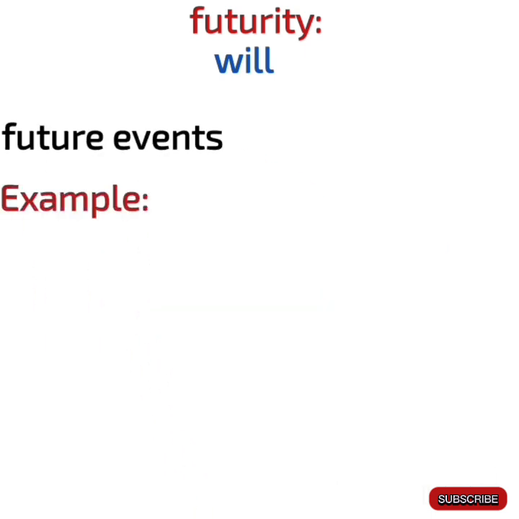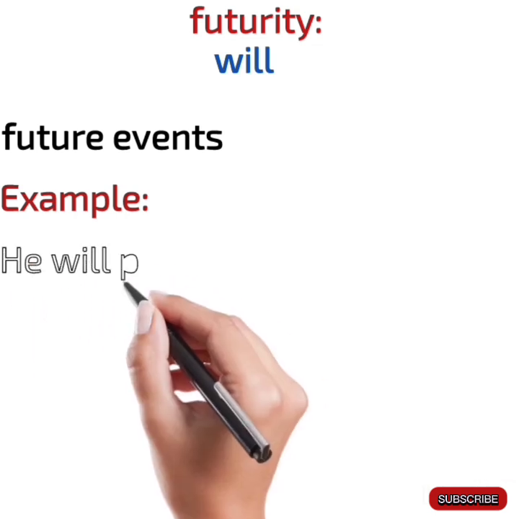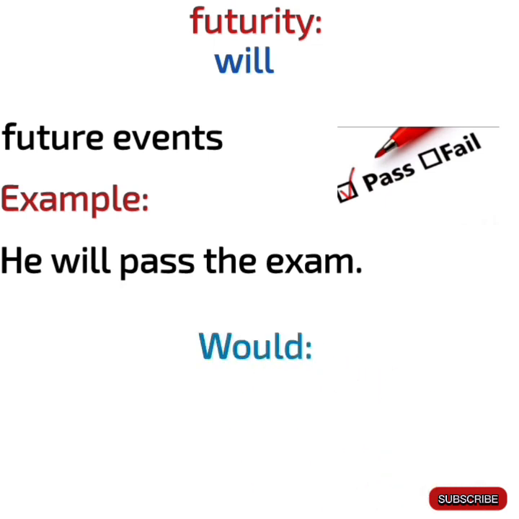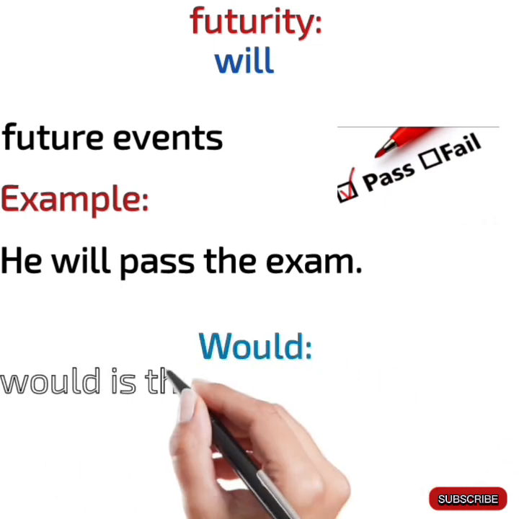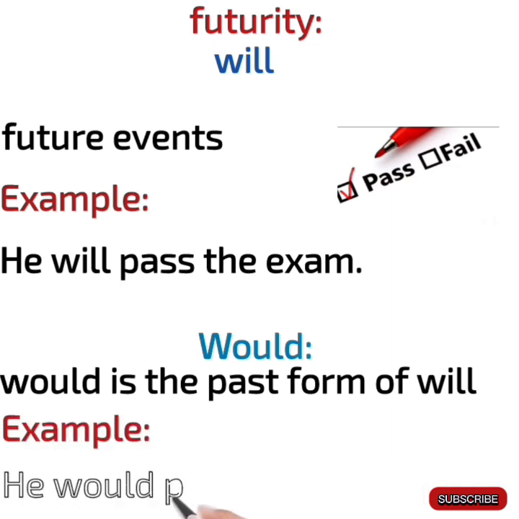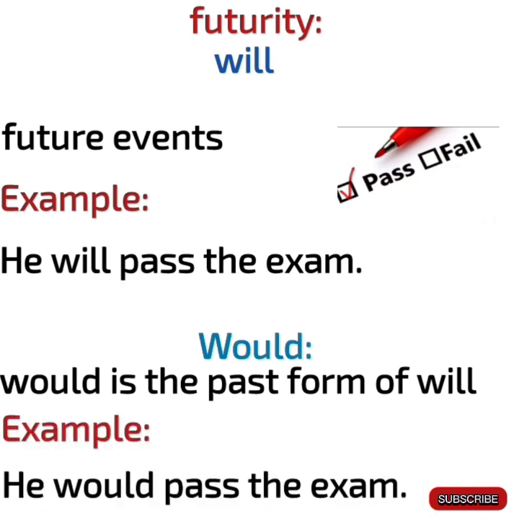For will, futurity is used to represent events that happen in the future. Here we have to use will. For example, he will pass the exam. So here we are certain, and we are talking about the future. He will pass the exam. Would. In futurity, would is the past form of will. For example, he would pass the exam. So here we are talking about the past. He would pass the exam, not will.